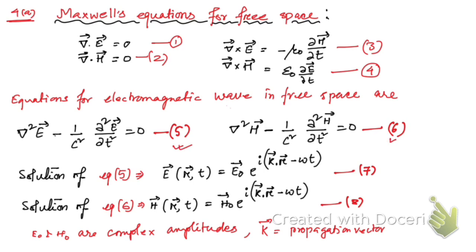Then the equations for electromagnetic waves in free space are given by these two equations, equation number 5 and equation number 6, and their solutions will be of this form, equation number 7 and equation number 8. Take the screenshot. Right now, let me go to a new slide.